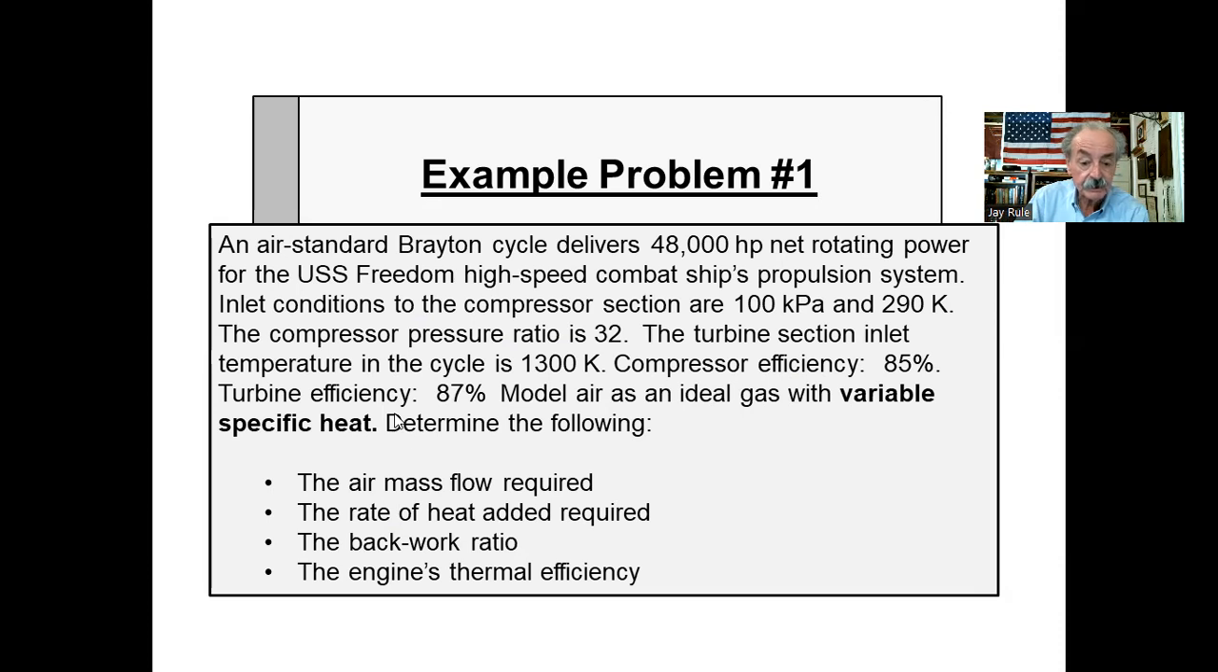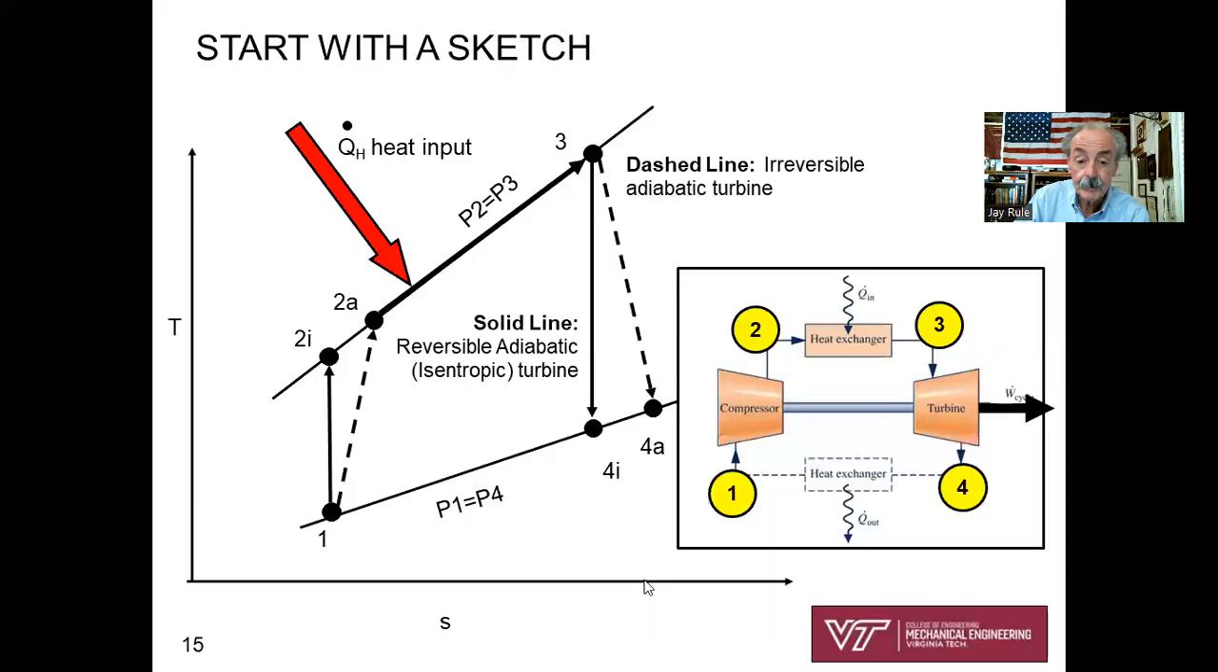And here in our analysis, this is what we need to find. To make 48,000 horsepower, we need to figure out the mass flow of air required. We want to figure out the rate of heat addition, which would be to calculate the fuel rate needed to run the engine. The back work ratio, in other words, the power required to drive the compressor section divided by the total output of the turbine. And then finally, the engine's thermal efficiency, energy sought over the energy that costs.